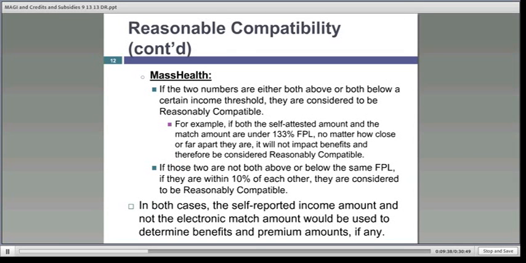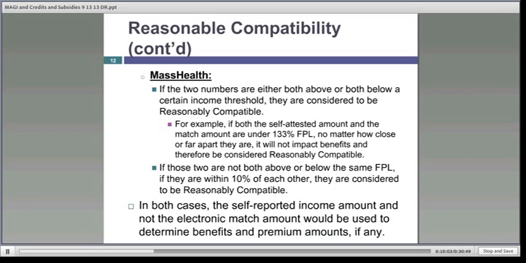Jump over to slide number 71. This just talks a little bit more about the MassHealth reasonable compatibility process. There are some similarities to premium tax credits, but also some differences. So for MassHealth, if the two numbers that come in, meaning the number that's self-attested and the number from the data source, are either both above or below a certain income threshold, we'll consider that to be reasonably compatible.